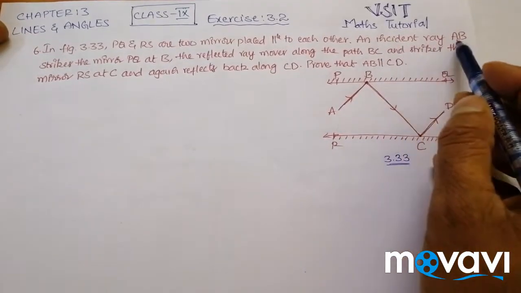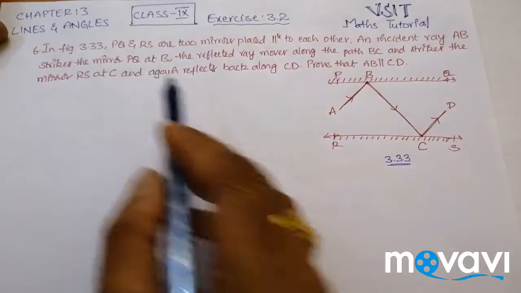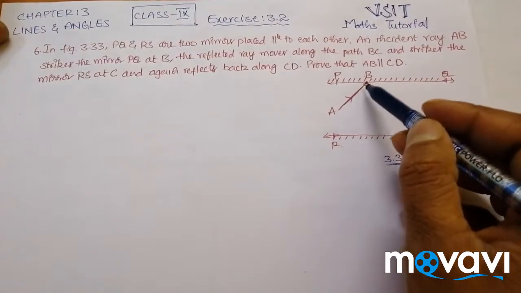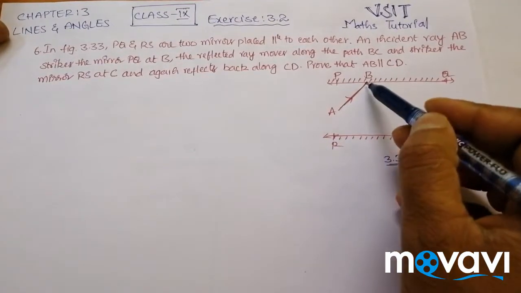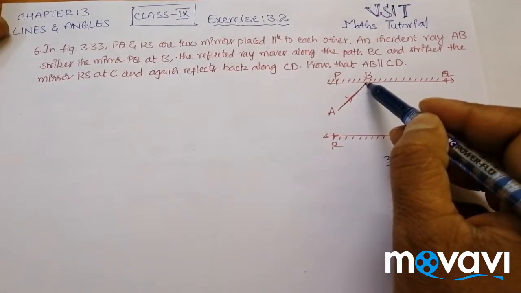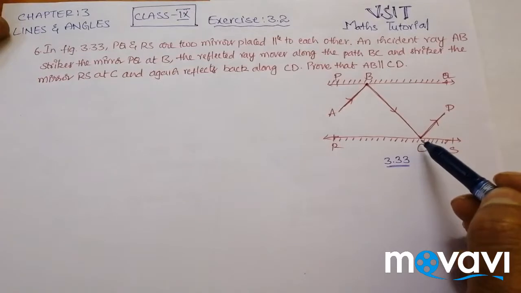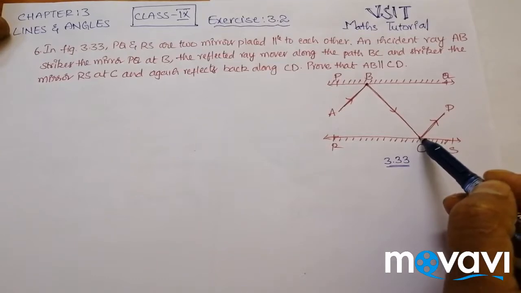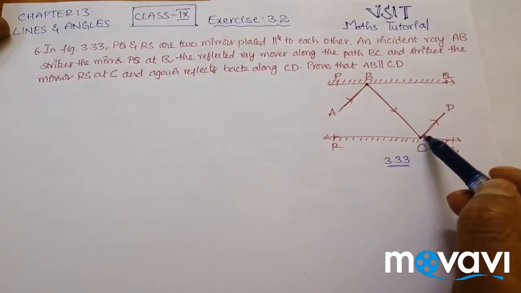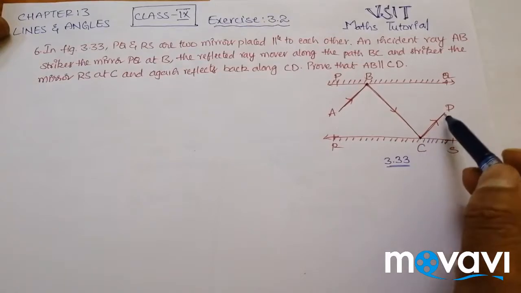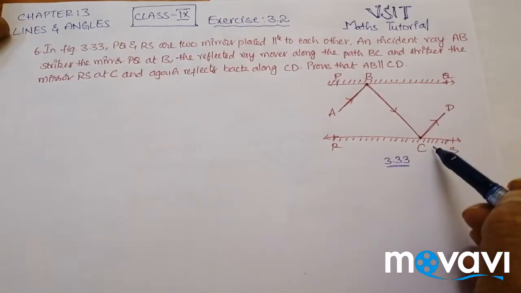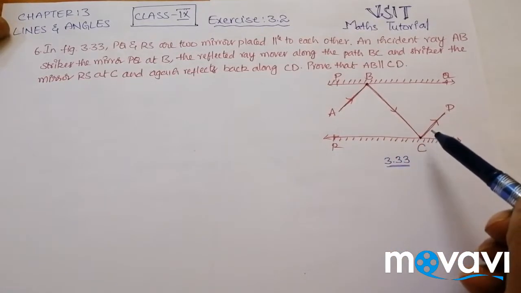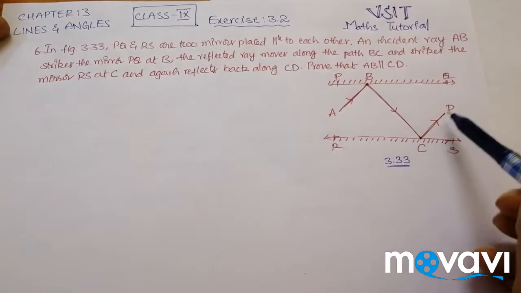An incident ray AB strikes the mirror PQ at B. Means a light ray which strikes at B reflects towards the path BC and strikes RS somewhere at point C and again reflects through the path CD. Now what we have to prove is that AB is parallel to CD.